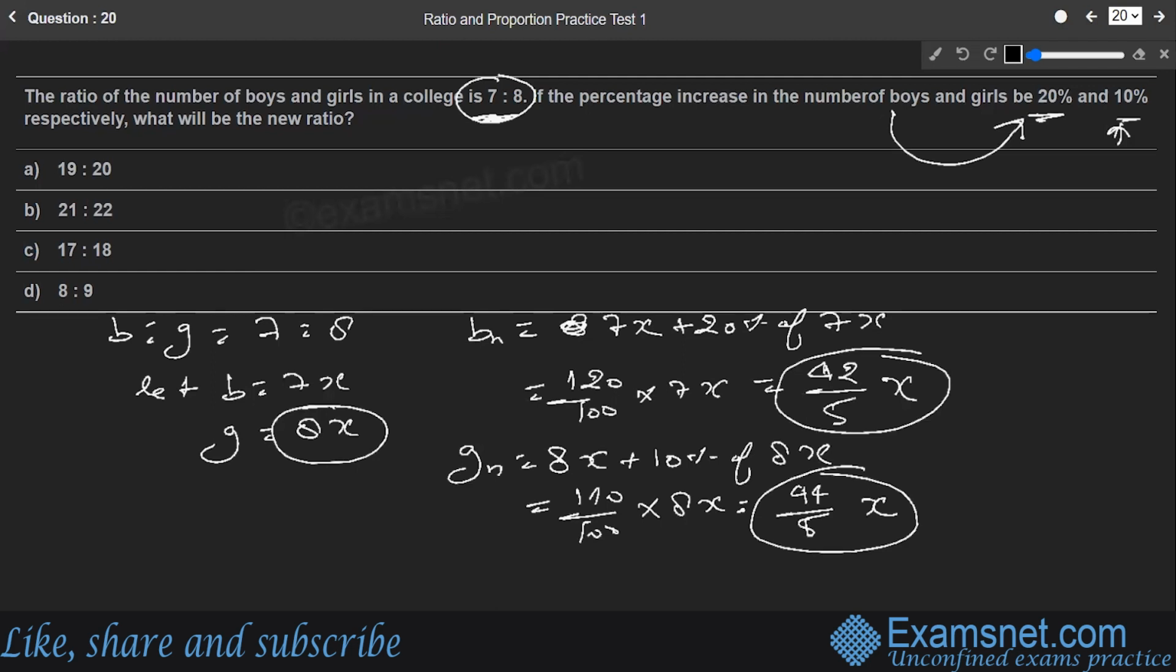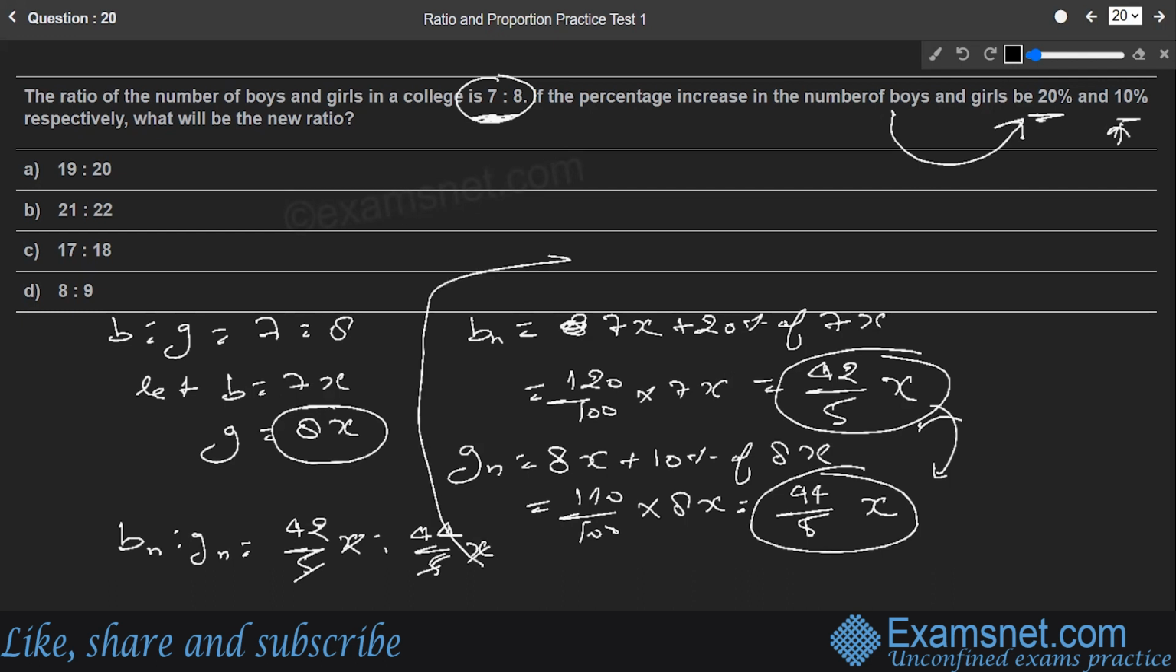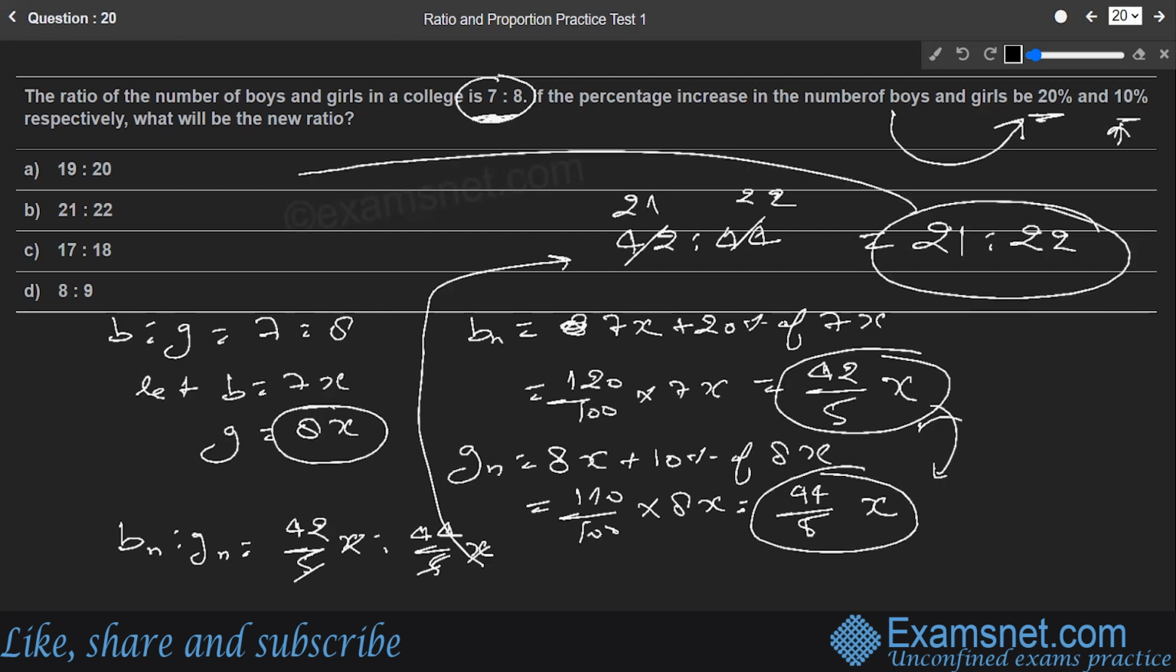Now they're asking for the ratio between boys and girls in the present scenario. That has to be the ratio between these two terms only. So the new boy strength to the new girl strength is 42 by 5 x is to 44 by 5 x. Obviously x and x get cancelled, 5 and 5 get cancelled. So I'm left with 42 is to 44 only. If I cut this more, this is 21 and this is 22. So the new boy to new girl ratio is 21 is to 22. That should be the final answer, which is available in option number B, and that is the right answer.